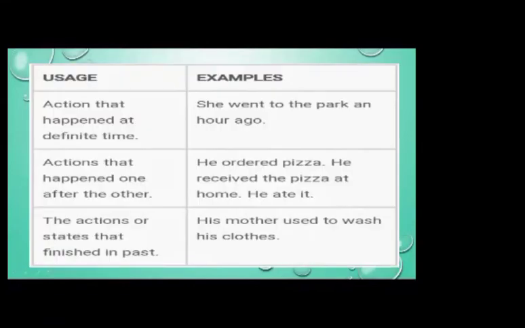Now let's look at the usages and example. Actions happen at a definite time. She went to the park an hour ago. That means an hour ago shows a definite time.